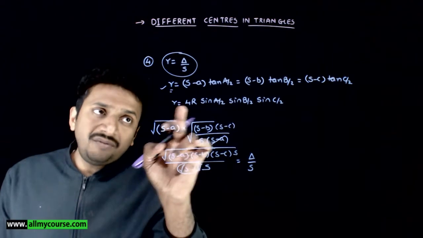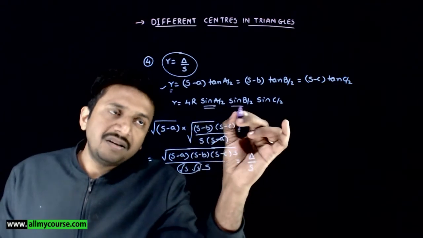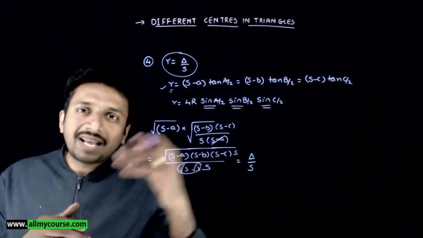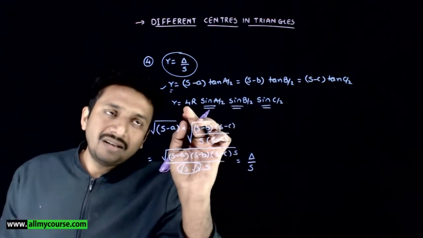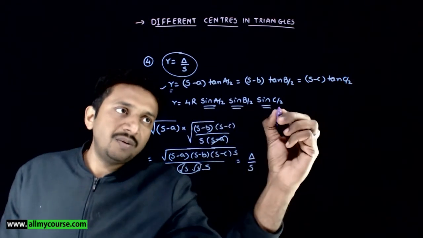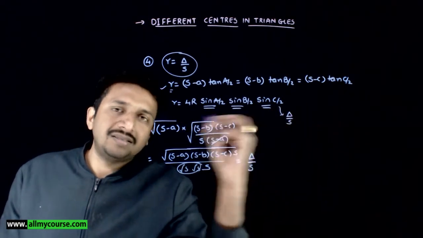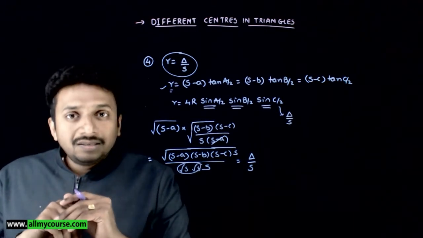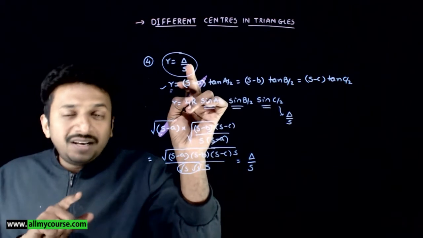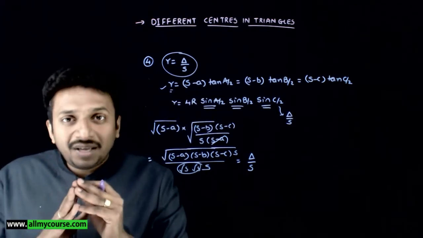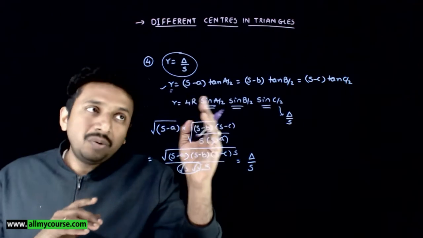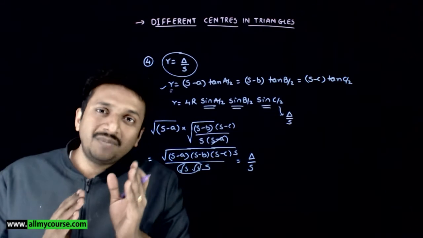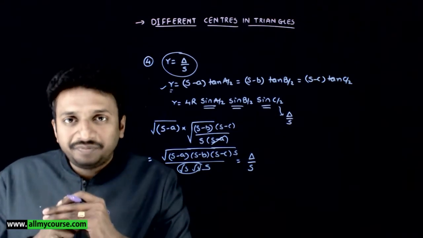And similarly, if you just write the formulas for sin A by 2, sin B by 2 and sin C by 2, you'll see that everything will get cancelled out, and you again get 4R sin A by 2, sin B by 2, sin C by 2 is equal to delta by s. I encourage you to do this derivation by yourself. So the formulas for inradius are of three types: delta by s, or (s minus a) tan A by 2, or (s minus b) tan B by 2, or (s minus c) tan C by 2, or 4R sin A by 2, sin B by 2, sin C by 2.